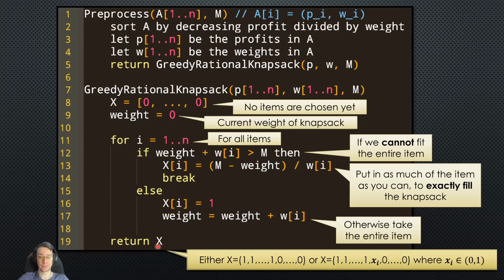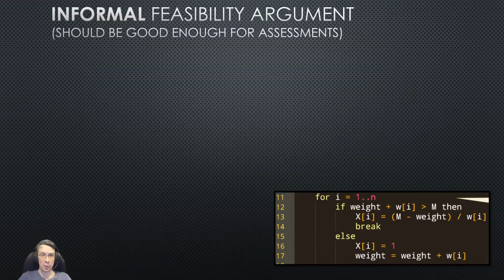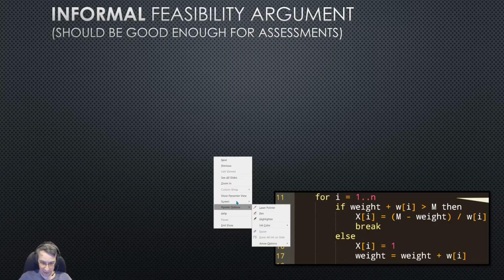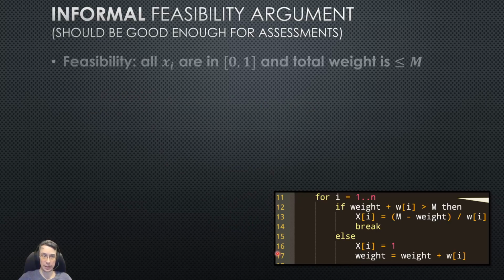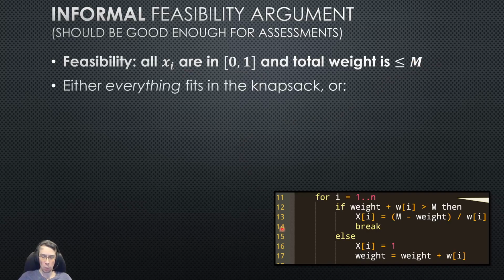Okay, so I want to do a quick informal feasibility argument. An argument like this should generally be good enough for assignments or the midterm or the final. So here we have an excerpt from the previous slide, and I want to prove feasibility. So what does feasibility mean for this problem? Well, it means that all of our xi's are in the interval 0 to 1, and the total weight is at most m.